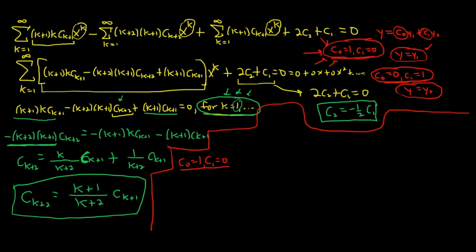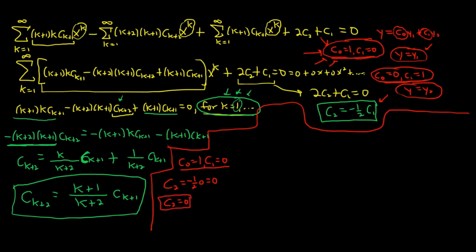Well, notice that we have this relationship here. So that means that C2 is going to be negative 1/2 C1. Oh, but C1 is 0. That's kind of nice. So that's 0. So C2 is 0.